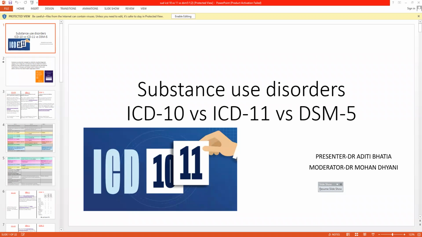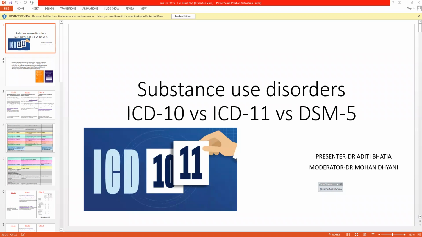F10.2 will represent mental and behavior disorder due to use of alcohol, dependence syndrome. F10.3 will recognize it as mental and behavior disorder due to use of alcohol, withdrawal state. F12.2 will represent mental and behavior disorder due to use of cannabinoids, dependence syndrome.